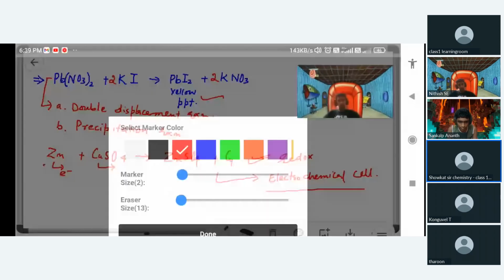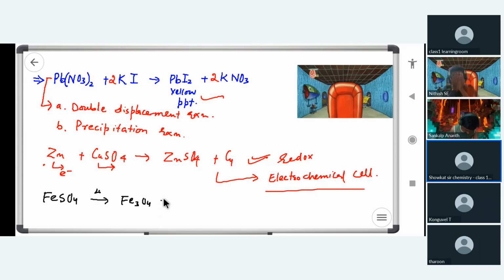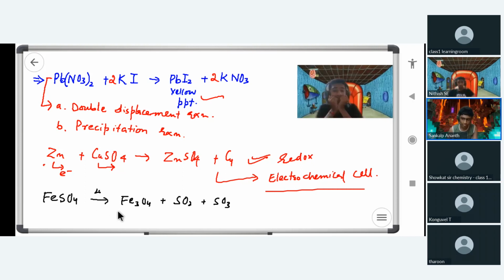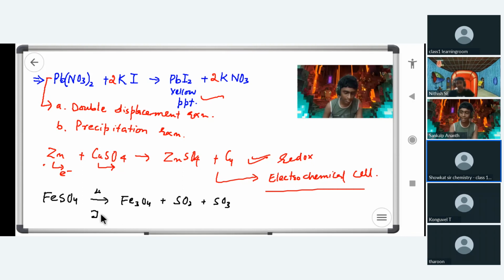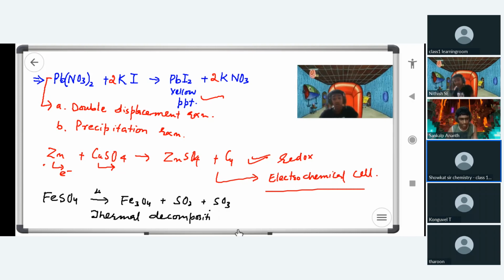Okay, now if I write another reaction here, for example, iron sulfate, and I'm heating it, it gets converted to Fe3O4 plus SO2 plus SO3. Can you tell me what type of reaction it is? It's a neutralization reaction. Sorry, it's an endothermic reaction. It is a thermal decomposition reaction. The triangle symbol is there, but you said decompose. Thermal decomposition reaction. Are you getting? Yes, sir. Okay, thermal decomposition, I get it.